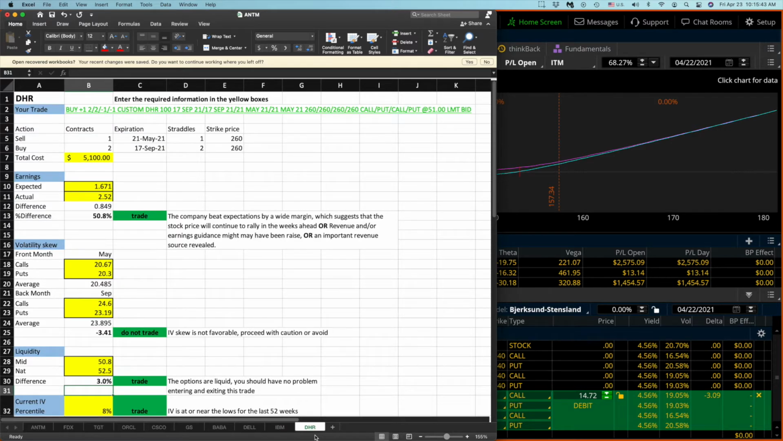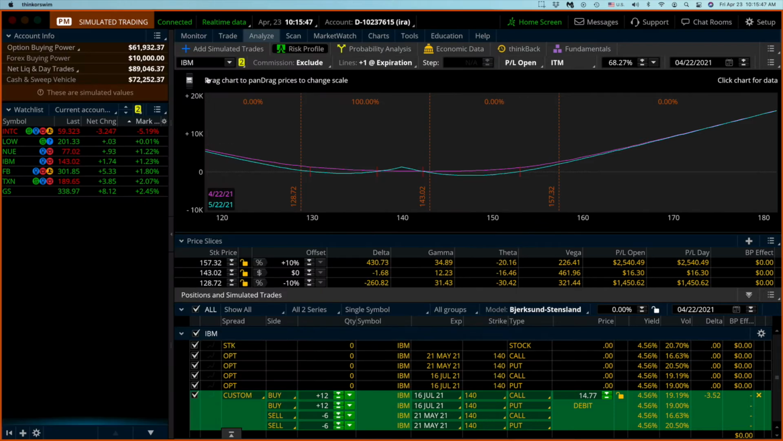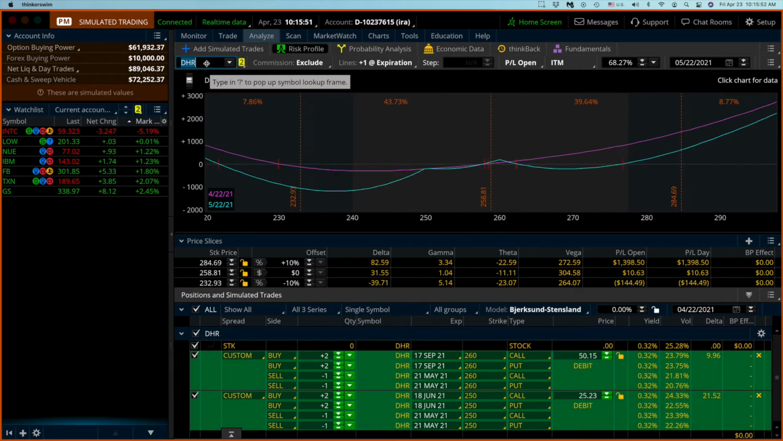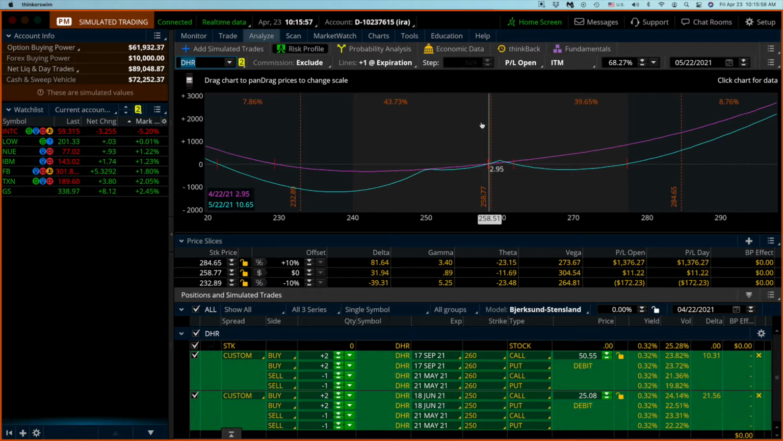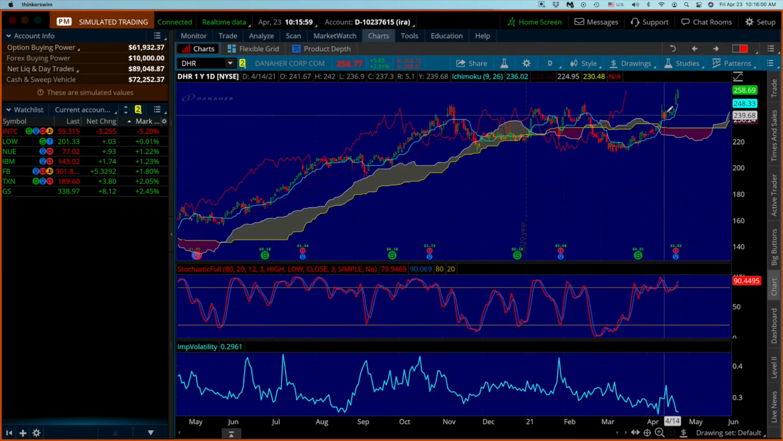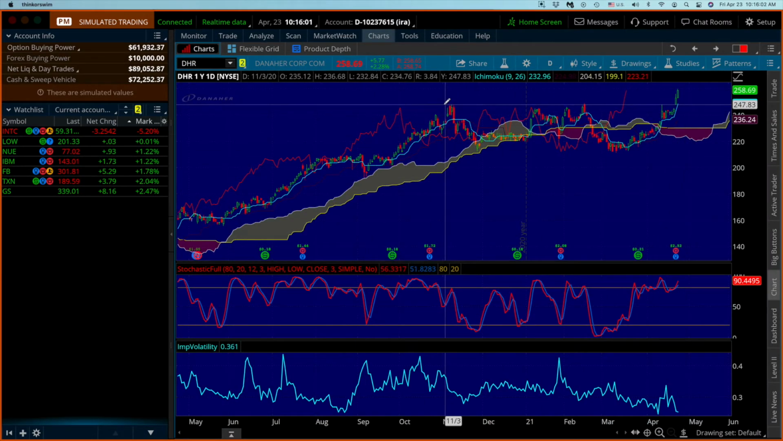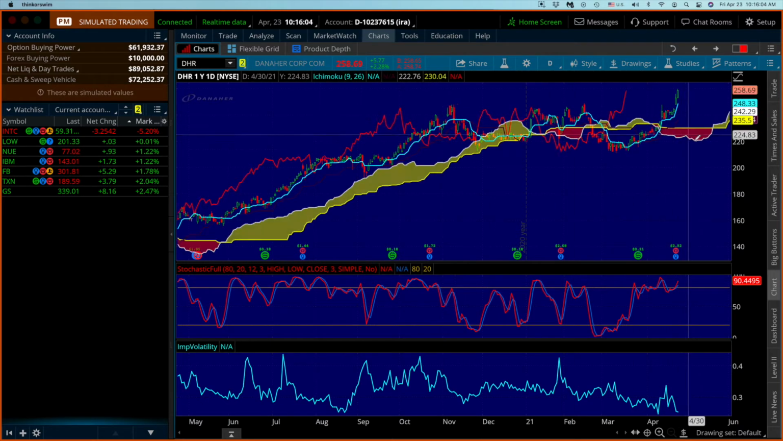selection here is DHR. And let's enter DHR and take a look at the chart. We have 250 and 240. Let's take a look at the chart first. Okay, it's breaking out to new highs. You can see that it's been in this long range for a long time.